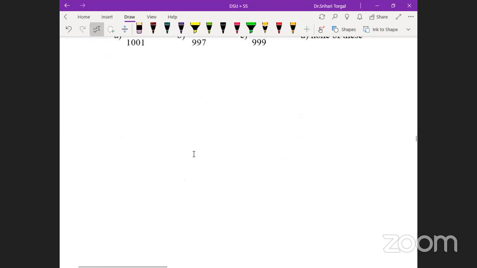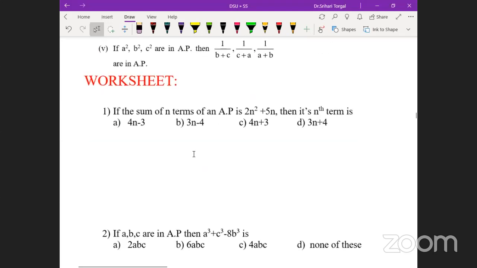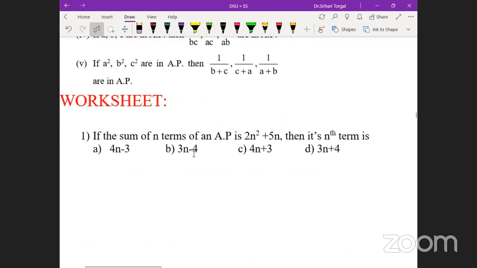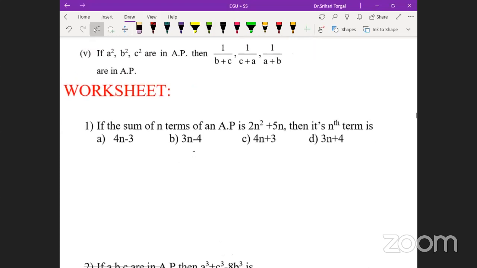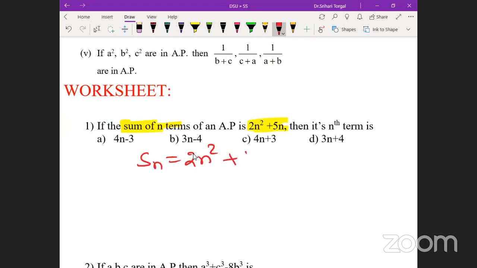Yeah. Now we'll move on to the first question. Yes, tell me. What is the answer for this? If the sum of n terms of an AP is 2n square plus 5n, then its nth term is. Tell me. How to calculate that? Sum of n terms. This is Sn. Remember, this is Sn they have given. See how to write Sn? It is 2n square plus 5n.